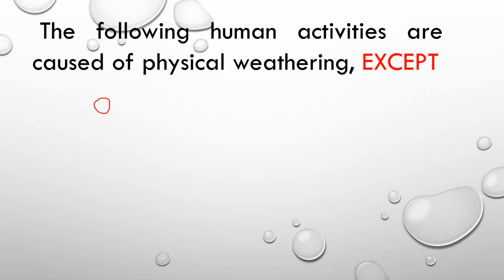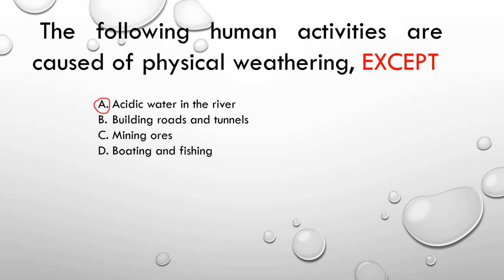The following human activities are cause of physical weathering except: A. Acidic water in the river. B. Building roads and tunnels. C. Mining ores. D. Boating and fishing. Physical weathering. Okay. Our answer is letter A.